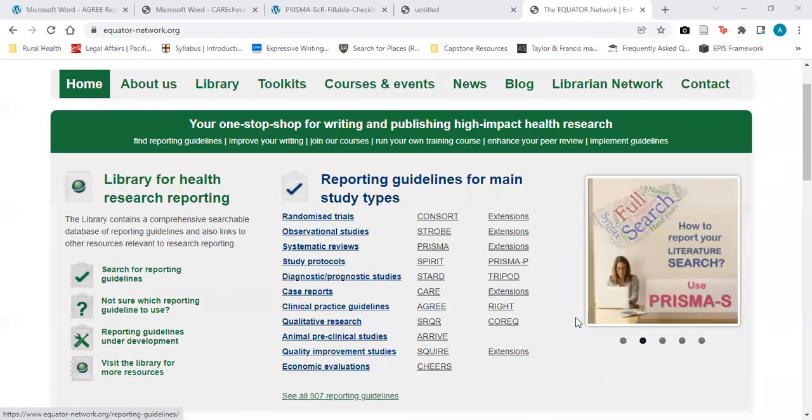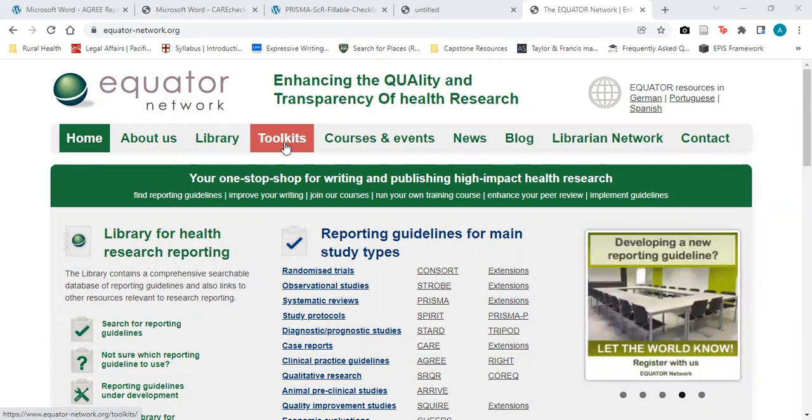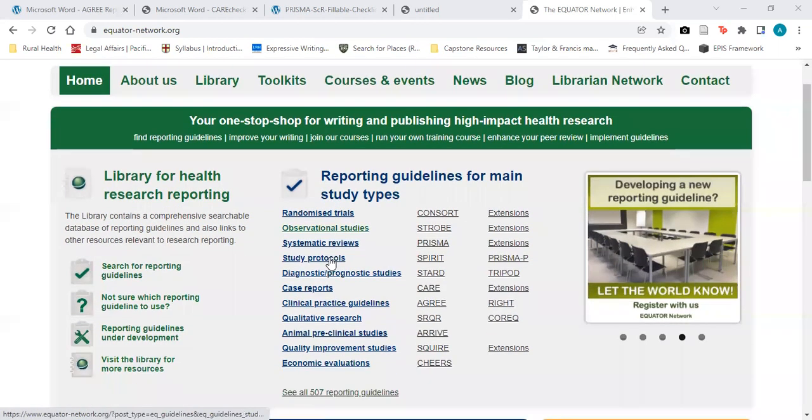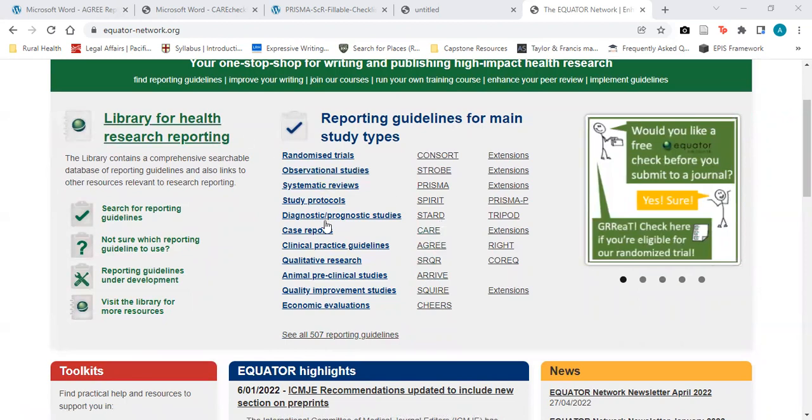And there's other resources too. There's toolkits that talk about scholarly publishing and other research topics. But again, we're going to focus here on some of the reporting guidelines. As you can see, there's links to the different websites or articles that house these guidelines, and I've already opened up a few of them here.